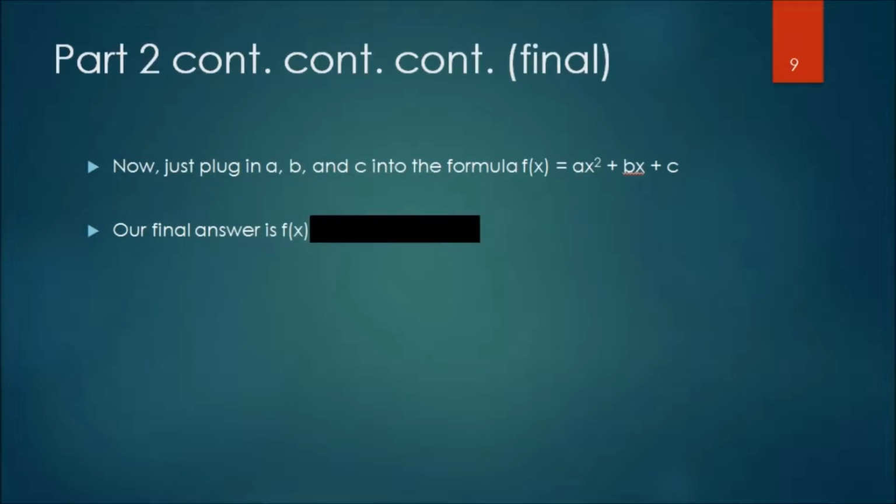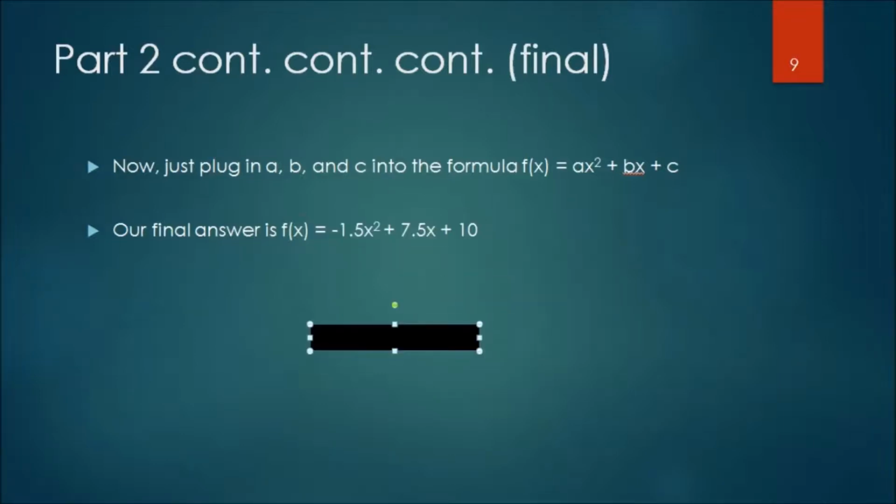For the final part of part 2, you will have to plug a, b, and c into the formula f(x) = ax² + bx + c. Our final answer will be f(x) = -1.5x² + 7.5x + 10.